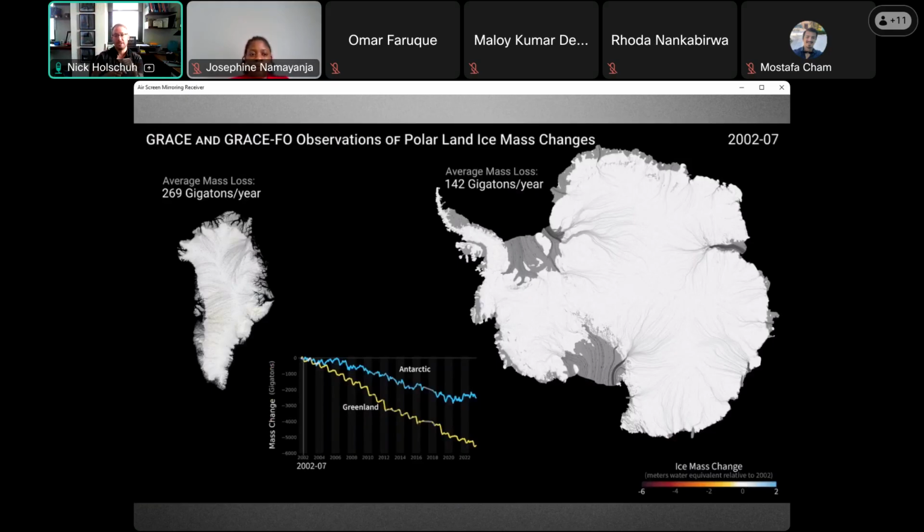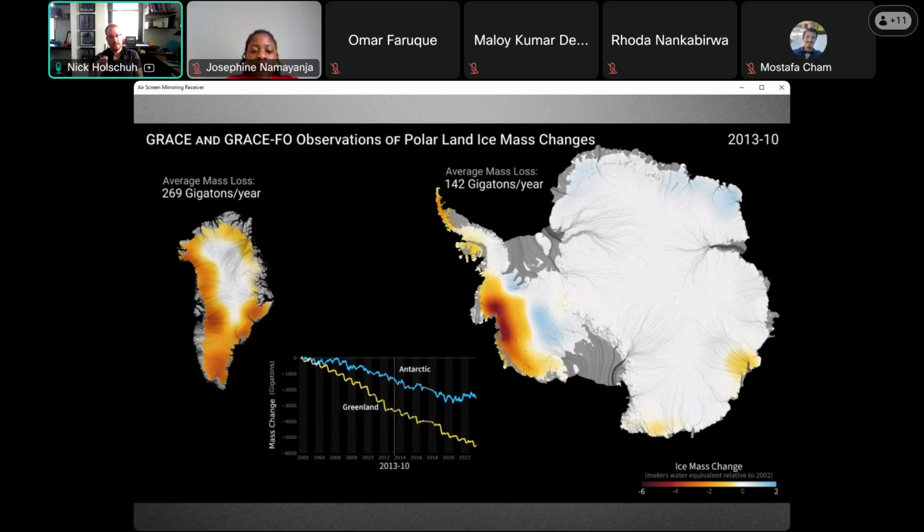This animation is showing a time series of mass change from the GRACE satellite. Areas that are plotted in red are areas where mass has been lost. Areas plotted in blue are areas where mass is being gained. And what we start to see is that the low elevation areas around the margins of the Greenland ice sheet, where surface melt is occurring, are losing mass.